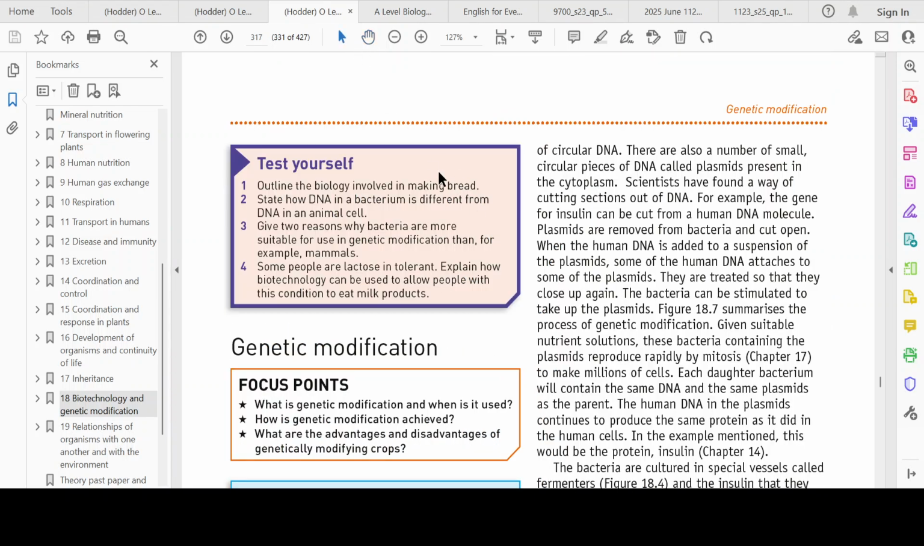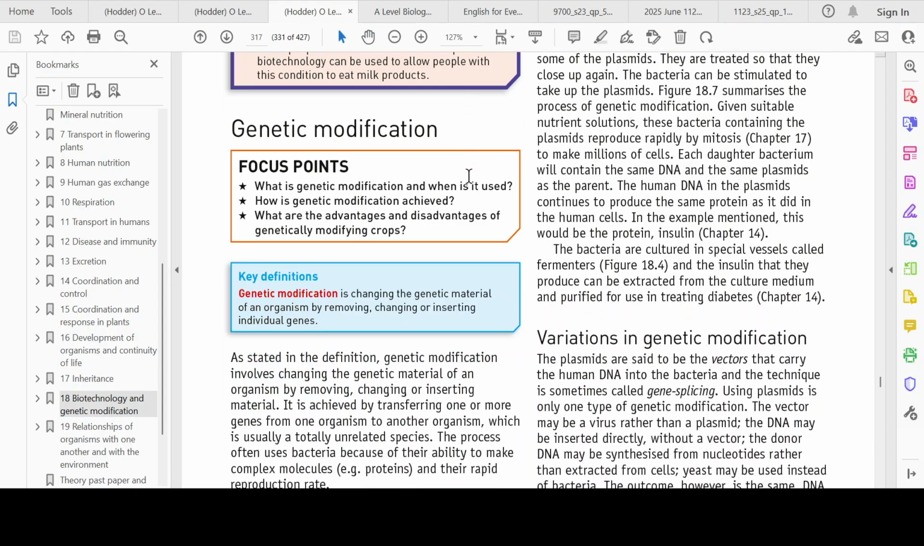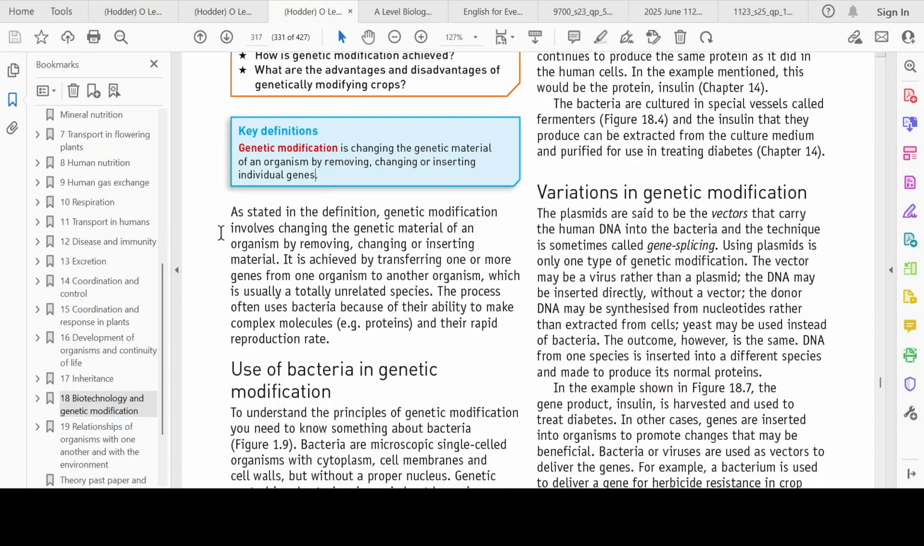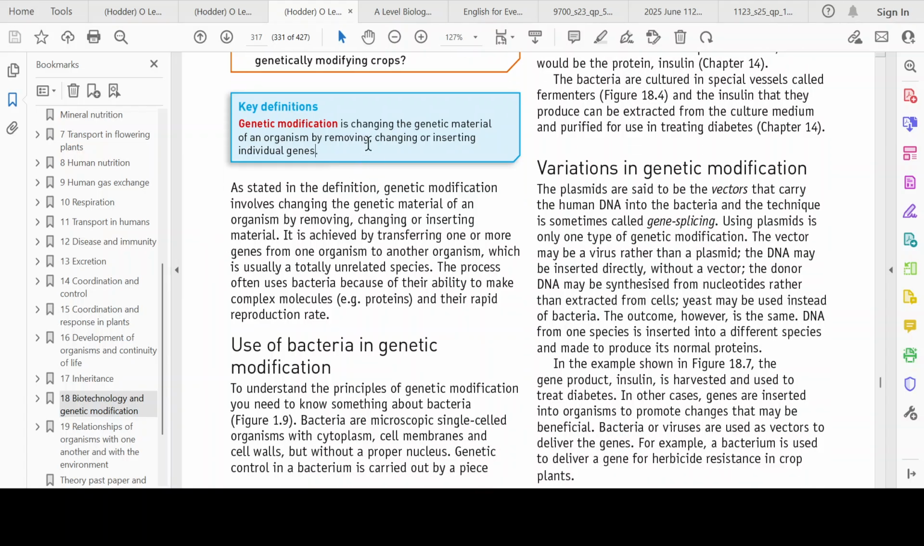All right, genetic modification. So once again, genetic modification is changing the genetic material of organisms by removing, changing, or inserting individual genes, right? Those genes are usually coming from a different species, right? A different organism. So, right, you can remove something, you can change something one for the other, or you could insert something new.